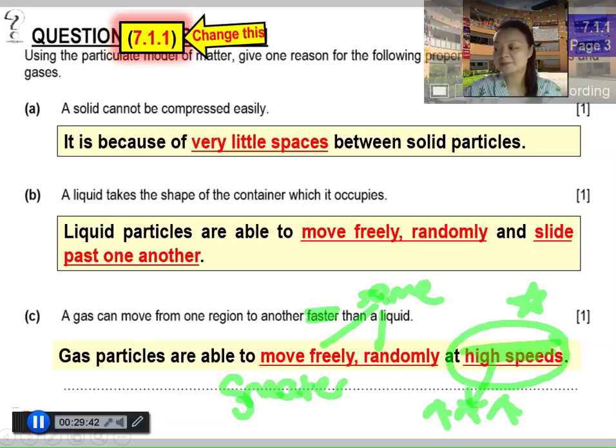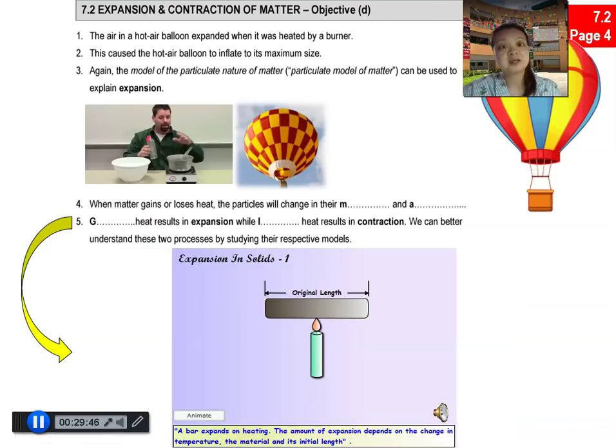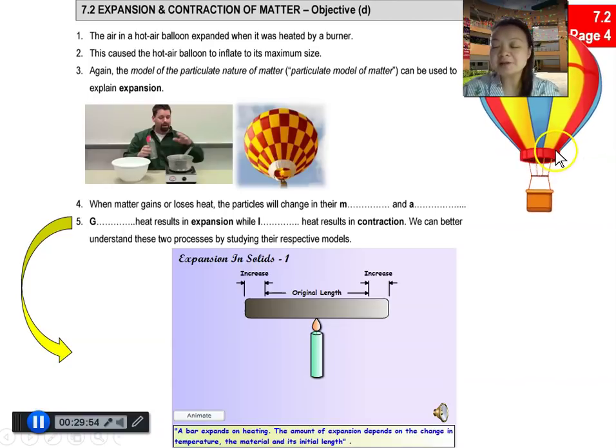Okay, welcome back everybody. Now we are going to move on to the second part of our lecture, which is on expansion and contraction of matter. Now, I want you to have a look at this diagram over here. This is a hot air balloon. Now, a hot air balloon is something you don't really see in Singapore. You can see it in other countries.